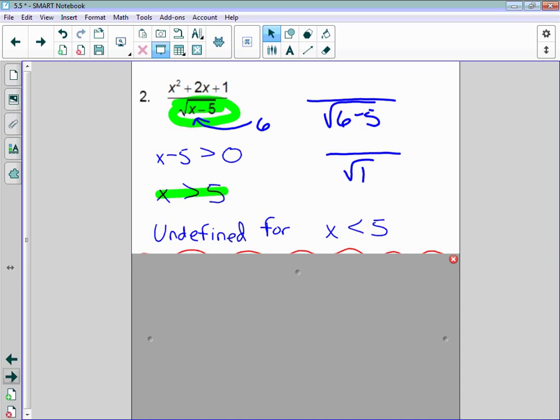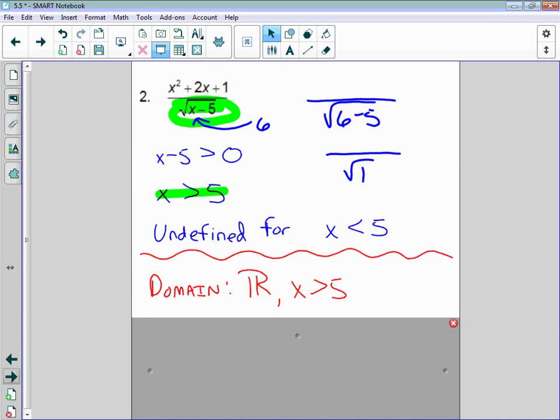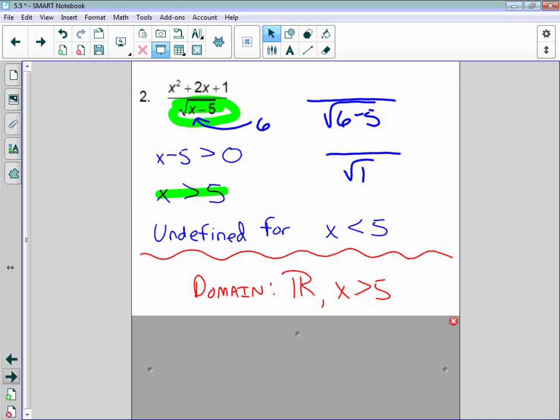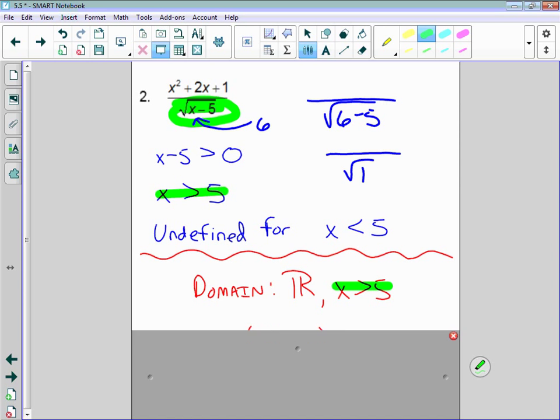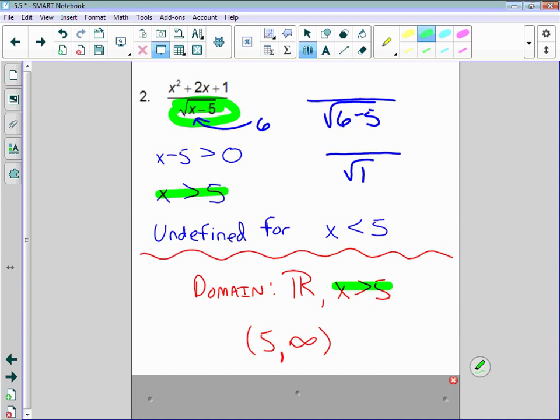But if we were asked for the domain, we would want to say x can be all reals as long as it is larger than 5. So it just depends on the context of the question. For domain, it can be larger than 5, but it's undefined for anything smaller than 5. So it is a little bit tricky. You just have to base your answer off the wording of the question. If we were asked for domain in interval notation, x greater than 5 would be from 5 to infinity.